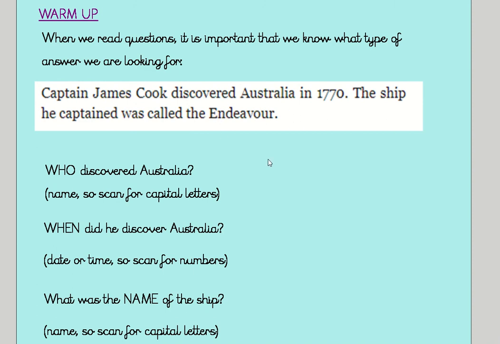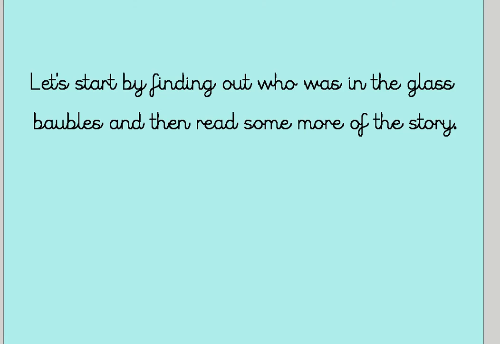So it's really important that we use different skills when we're scanning information to try and find the answers as quickly as possible, and that just helps us. So use those skills today. What we're going to do first is start by finding out who was in the glass baubles, and then we're going to read some more of the story.